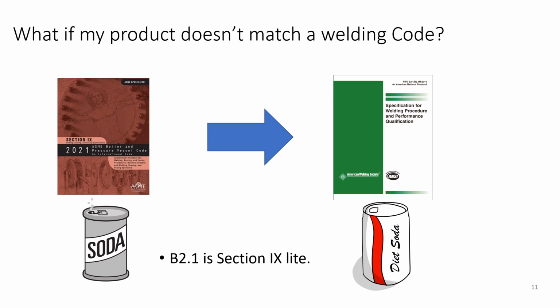ASME Section 9 is built to be used with the boiler and pressure vessel codes. AWS B2.1 is a much lighter and thinned out version of that, but it's the same theory and practice in regard to the process that you're going to use to qualify your welder and your welding procedures.